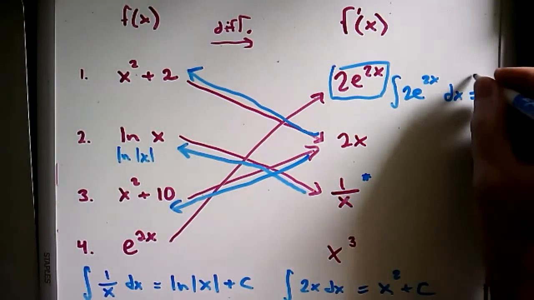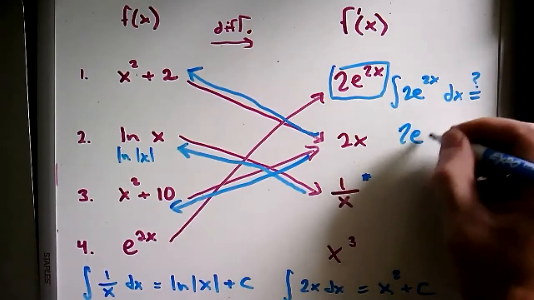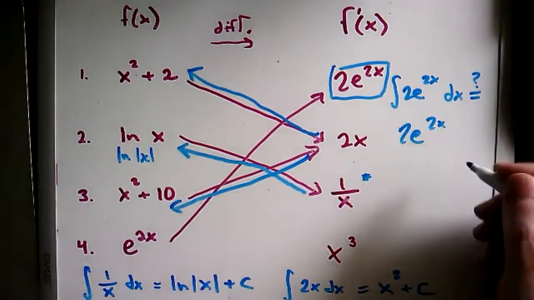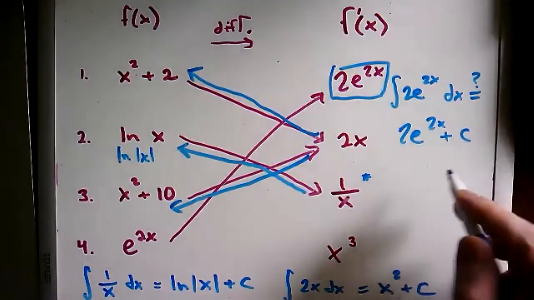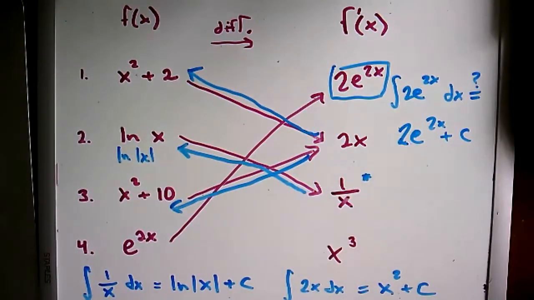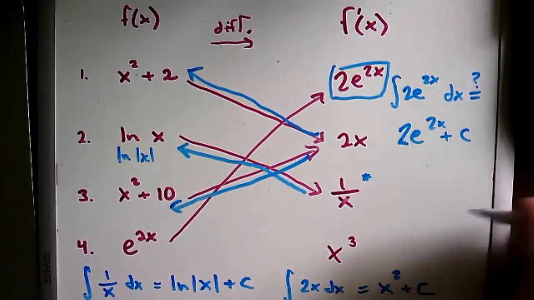So maybe I might say, okay, is it 2e to the 2x? I know that exponential functions contain their own derivatives. Maybe it's something like this. Well, let's say you guess something like this, and you're not sure if it's quite right. Well, here's the good news. If you're doing an antiderivative problem and you're not sure if you have it right, you can always check your answer by taking a derivative.